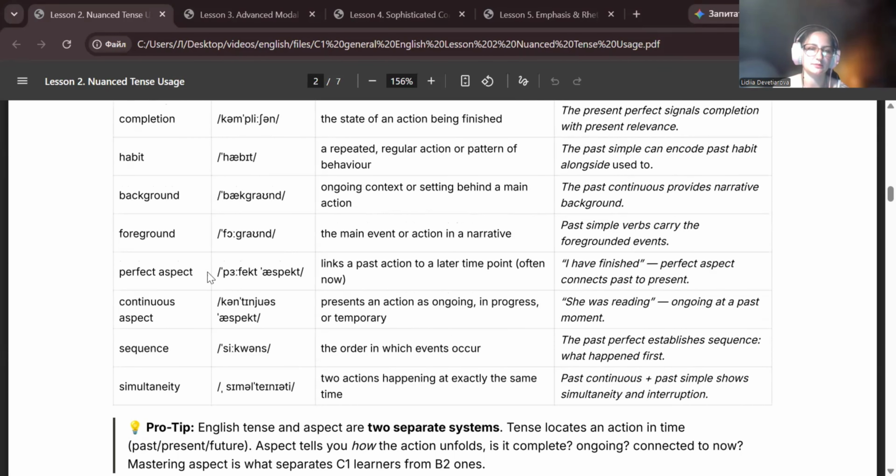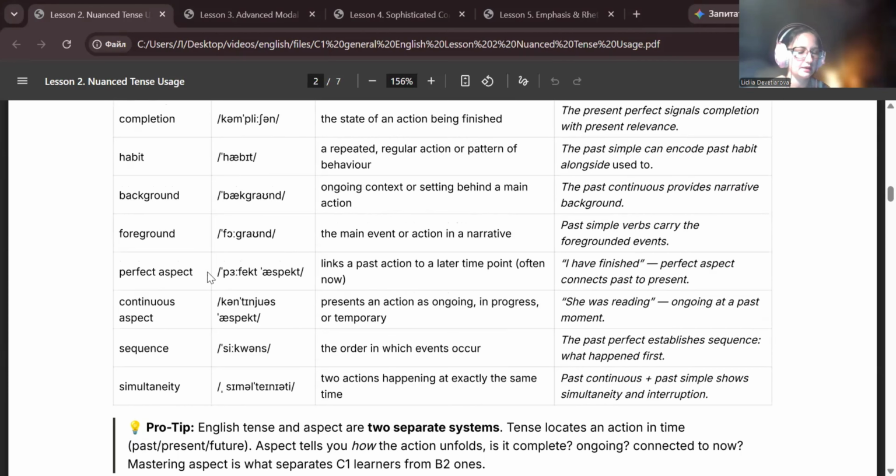Perfect aspect. Links a past action to a later time point. Often now. I have finished. Perfect aspect connects past to present. Continuous aspect presents an action as ongoing, in progress, or temporary. She was reading, ongoing at a past moment.